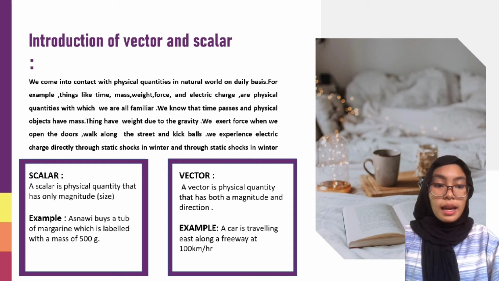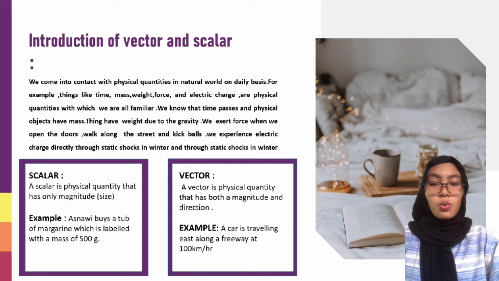Scalar. A scalar is a physical quantity that has only magnitude, size. Example, Asnawi buys a tub of margarine which is labeled with a mass of 500 gram. Vector. A vector is a physical quantity that has both magnitude and direction. Example, a car is traveling along a freeway at 100 km per hour.